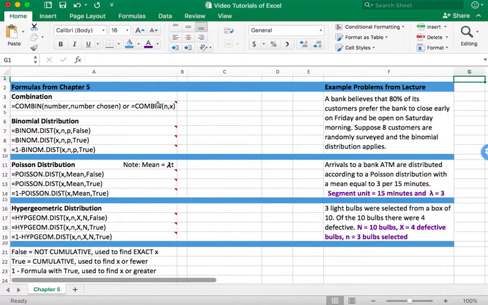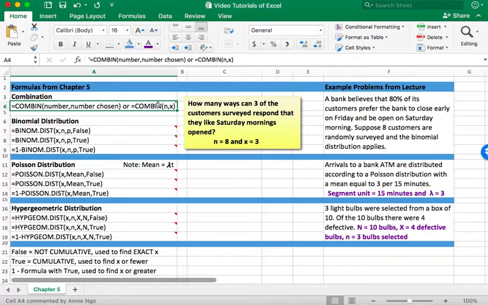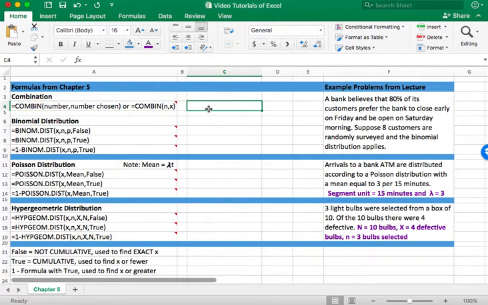So if we look at our problem, we can see how many ways can 3 of the customers surveyed respond that they like Saturday mornings open. So there our n is 8 from the problem, and x is 3 customers agreeing to Saturday opening. So let's go ahead and plug that into our formula.